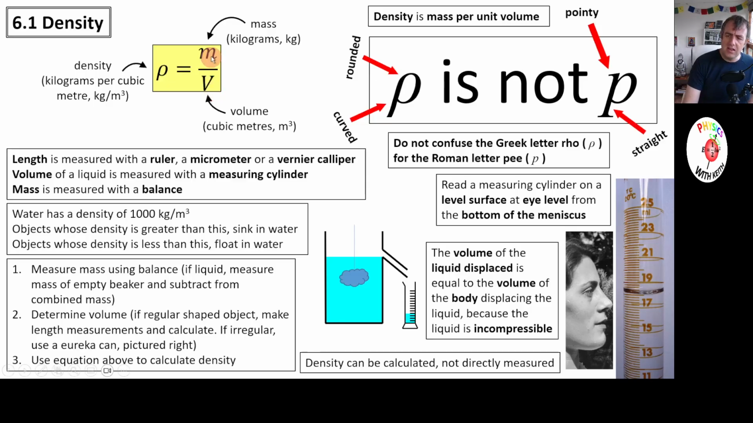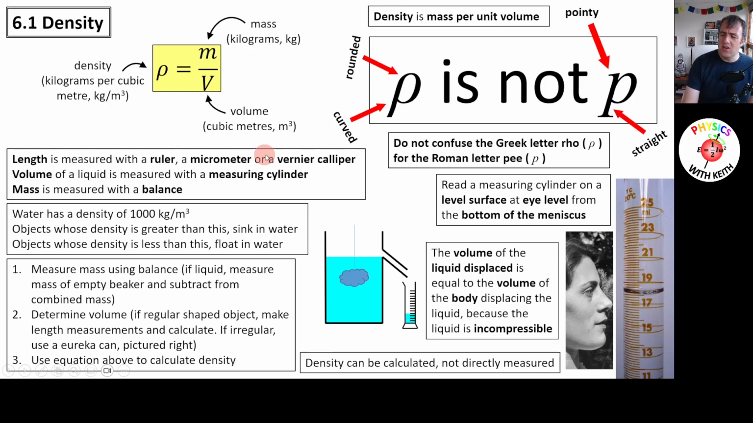Measuring the mass is easy. You just get a balance and put the object you want to measure onto it. If it's a fluid, then you're going to have to measure the mass of the container before you add the fluid, and then after you add the fluid, and then subtract the mass of the container to calculate the mass of the fluid. And I'm saying fluid because it could be a liquid and you're using a measuring cylinder, or it could be a gas and you're using a gas syringe.